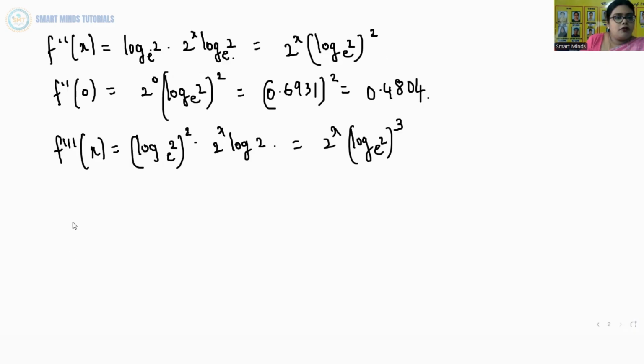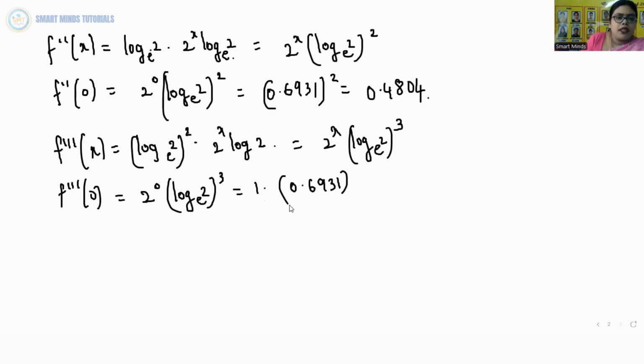Understood? So now if we take f triple dash of 0, we get 2 power 0 log 2 to the base e whole cube. 2 power 0 is 1 and log 2 to the base e is 0.6931. If I cube this, I will get 0.3330. Now substituting these values in equation number 1.